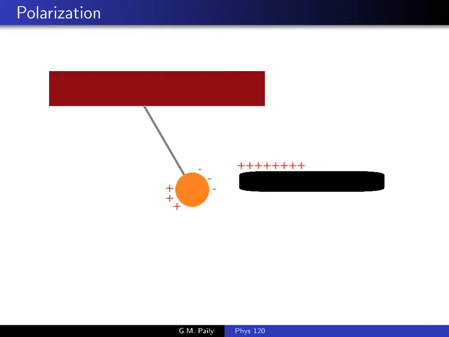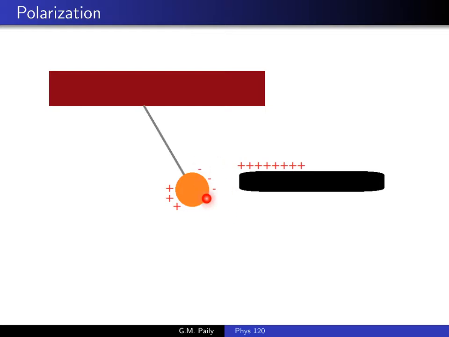How does that happen? Let's look at a similar system where we have a charged rod and an uncharged metal ball. If the rod is positively charged, the metal ball becomes polarized, with negative charges accumulating on the surface of the metal close to the positive charge, and positive charges accumulating on the surface of the metal furthest away from the positive charge.